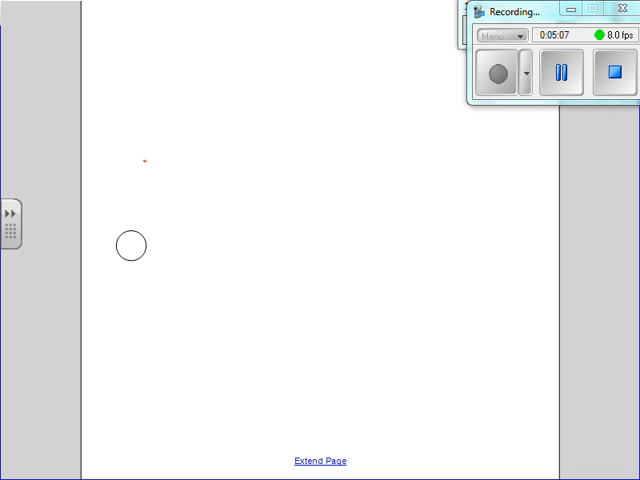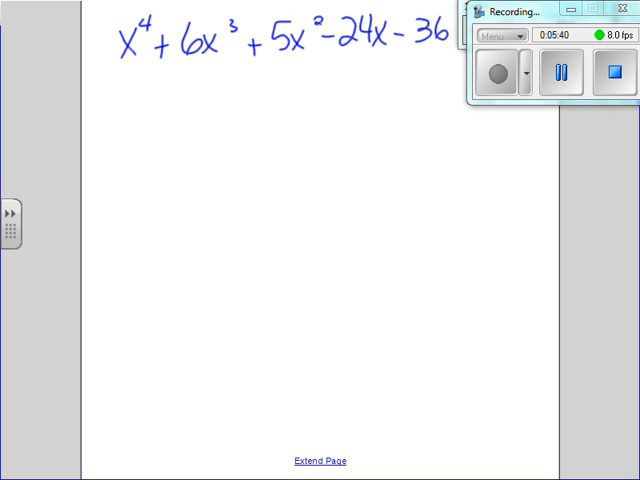And this one just takes a little bit more time, but it's totally doable. So I'm going to determine one binomial factor of each polynomial. That doesn't mean it's the only one, obviously. So I'm going to go ahead and try a few of them first and see which one shakes out the best. So I'm looking at x to the 4th plus 6x cubed plus 5x squared minus 24x minus 36.